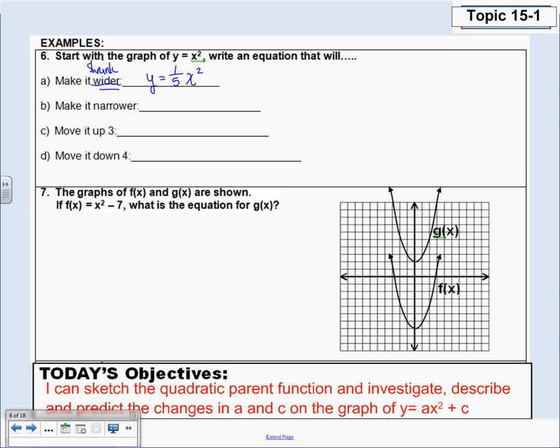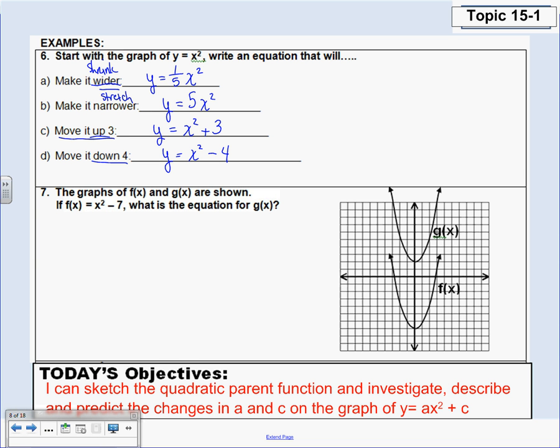1/5 x squared. To make it narrower means we need to stretch it. So in order to stretch it, I need to put a number in front of the x squared that is bigger than 1. So let's make that a 5. Your number might be different than mine as long as it's bigger than 1. If I want to move it up 3, that's the same as saying shift it up 3. So I take my original y equals x squared. To move up or down, it's going to be on the end, and since I'm going up, it is a positive. So we add a positive 3. To move it down, going down makes it a -4 at the end.